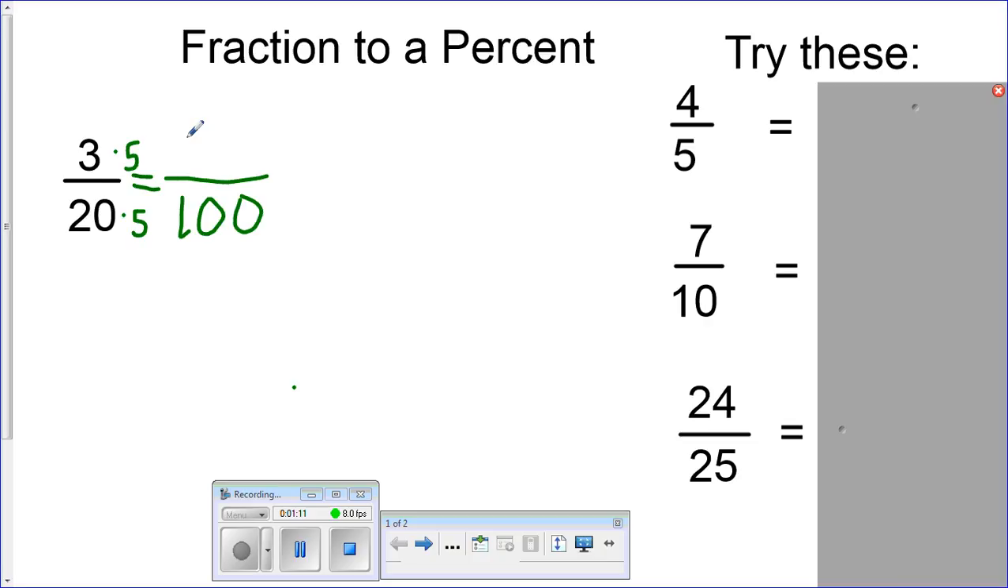3 times 5, and we get 15 out of 100. So 15 out of 100, that's a comparison, part to whole. And a percent is also out of 100, so we would get 15%.